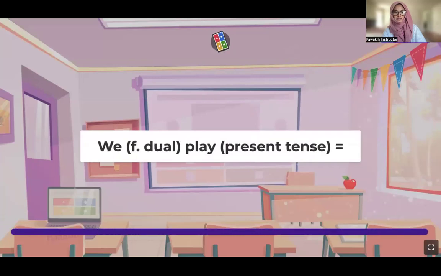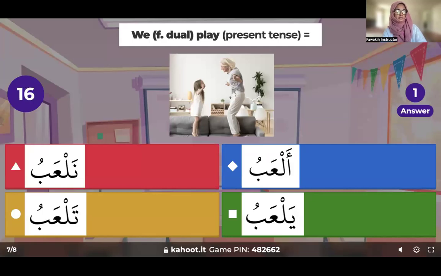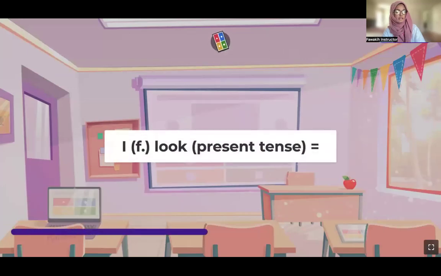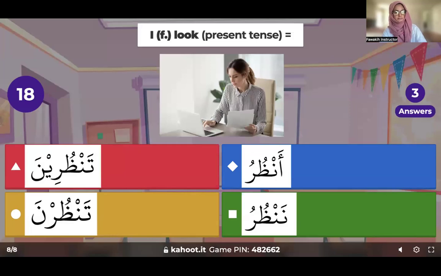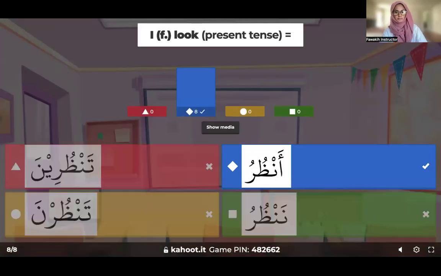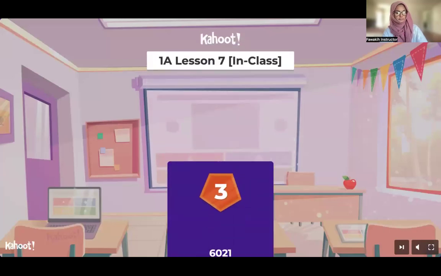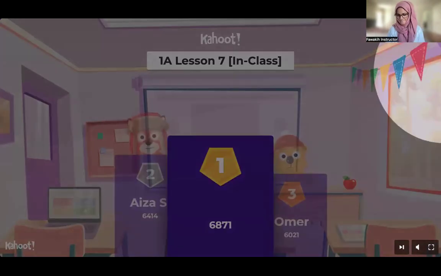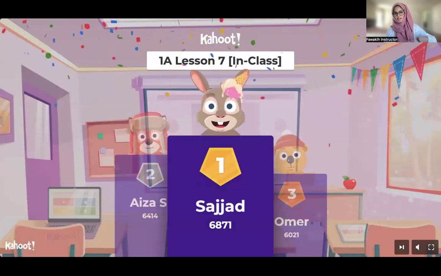We, female, play. نلعب. So it doesn't really matter if it's male or female, if it is for we, right? I look. أنظر. Okay. عمر, Aiza, and Sajjad. أحسنتم.